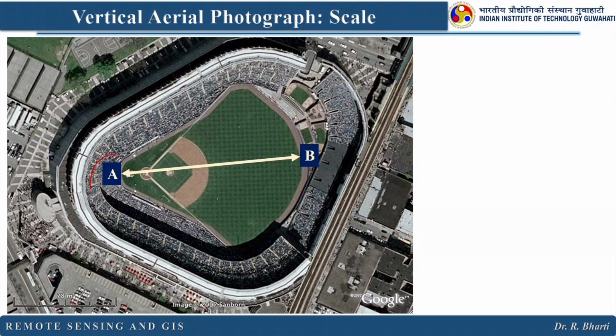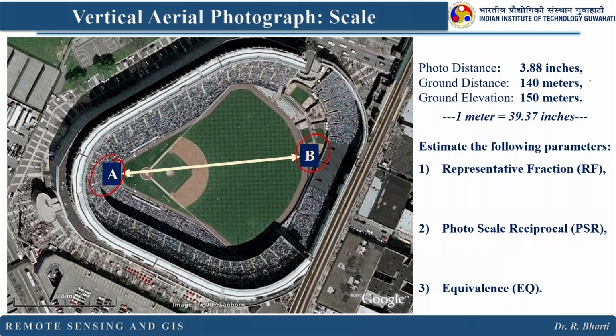So for a vertical photograph, I have taken this A and B location and their distance, right. So you can easily measure the distance between these two points on the photograph based on the spatial resolution, and assuming we have the ground distance, we have visited that particular place and you have calculated or measured the distance between these two, right. So here we have a few knowns, like what is the photo distance, what is the ground distance, then ground elevation, and here basically this is the hint, right.